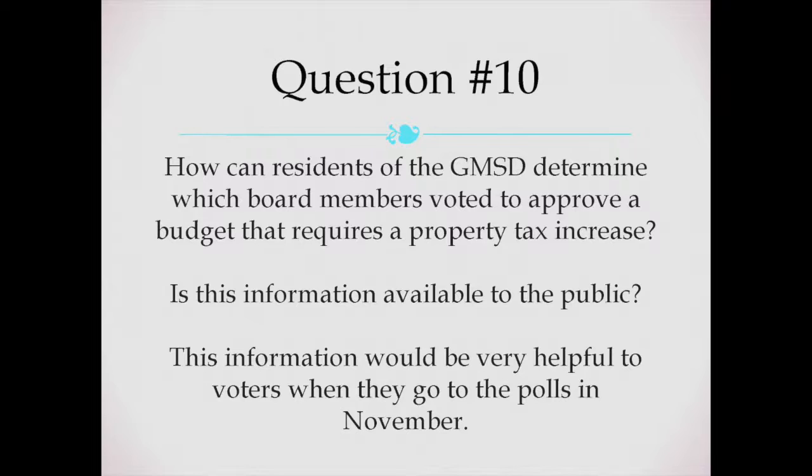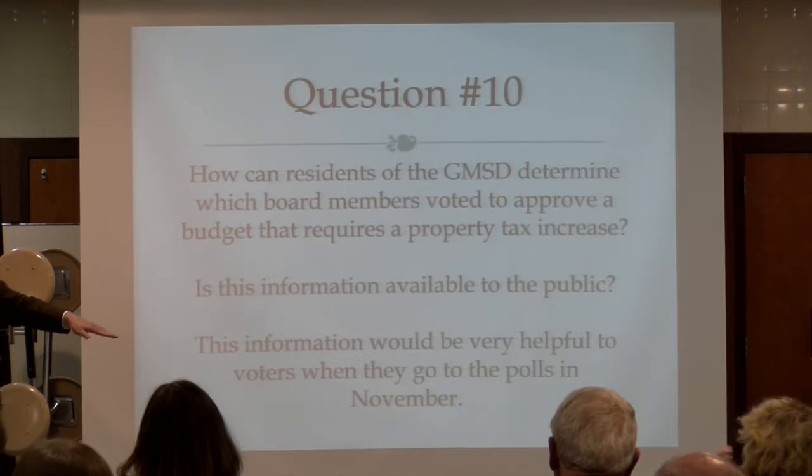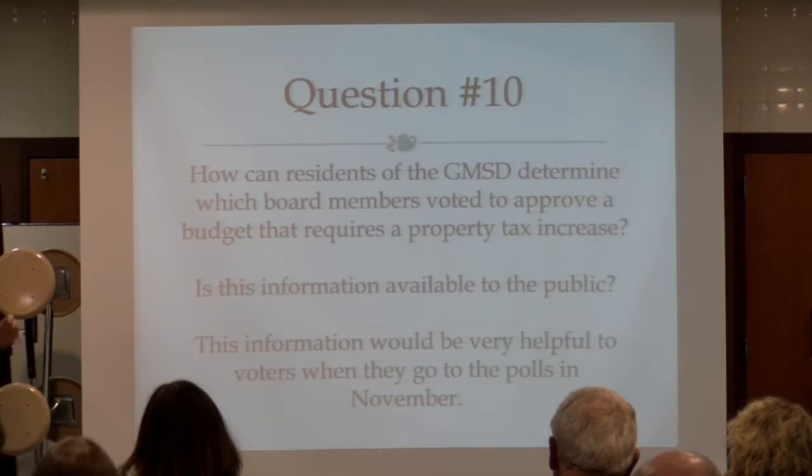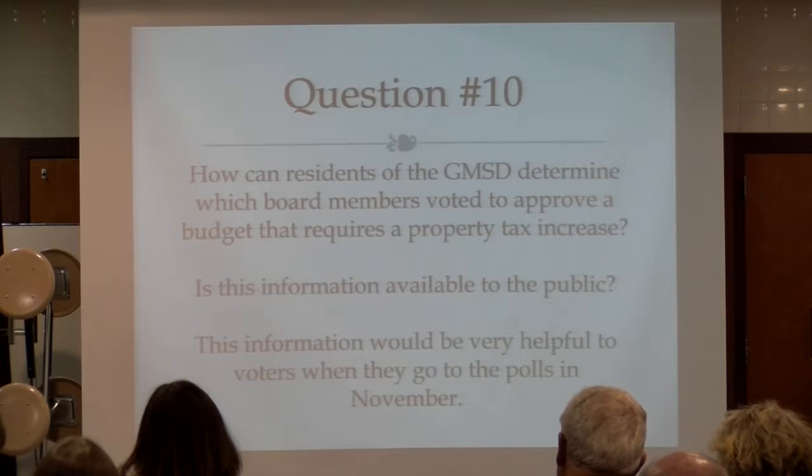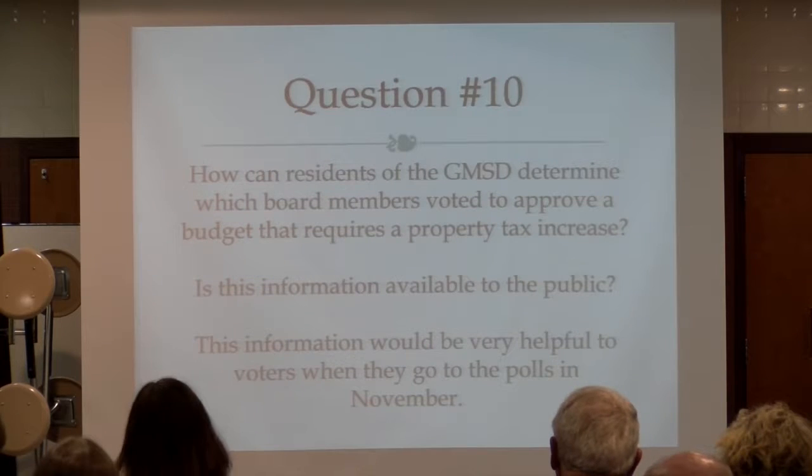Okay, so next one: how can residents determine which board members voted to approve a budget that requires a property tax increase? Is this information available to the public? And it would be helpful to know going into November. Well, one thing, we are not in a board election cycle, so I'll just answer this one. The board election cycle was in November 2017, so it won't be again until 2019. It's in odd years, so we are not in a board election cycle.